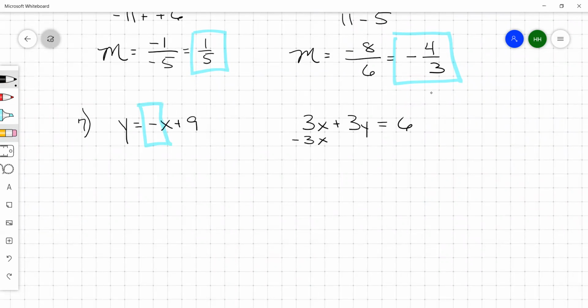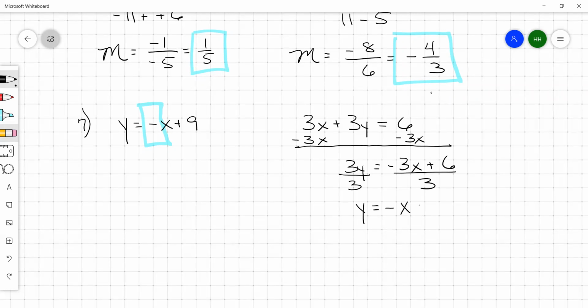We're going to subtract 3x from each side. And we get 3y is going to equal -3x plus 6. And then we got to divide everything by 3. So y equals -3 divided by 3 is -1. So that's -x plus 2. Well, here's the slope of the second line. The slopes are the same.